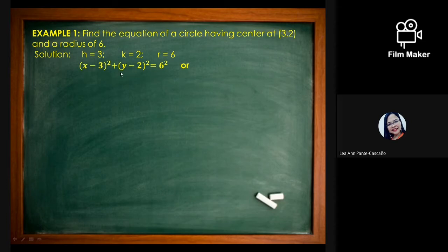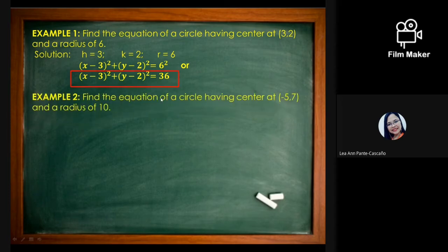Then we have this formula. This is for h and this is for k. So what we did is substitute the values. So you have x minus 3 squared plus, the k is 2, so that is y minus 2 squared equal to 6 squared. Or simply, let's simplify. 6 squared is equal to 36. So therefore, our standard form for the equation of a circle is (x minus 3) squared plus (y minus 2) squared equal to 36. And that will be the standard form.